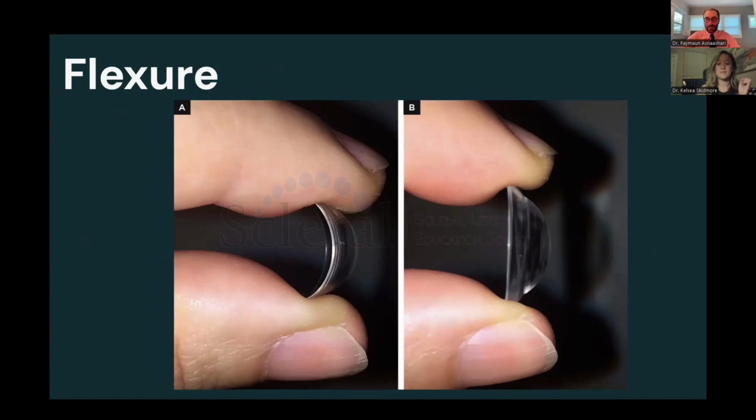This is what flexure looks like. One lens obviously on the left. This is a very bent lens, and this is what flexure looks like. You can imagine the tear lens power of this lens being different than the tear lens power of this. So this is why you can get some vision blur when you have a lens that's acting like this when it's on the eye. But just a cool image to show flexure.